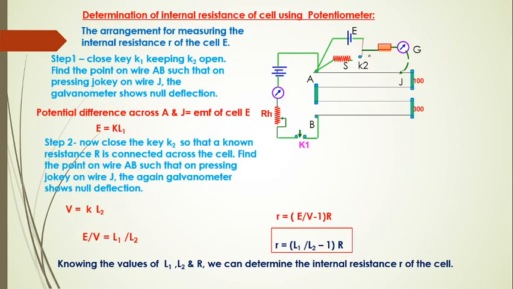Another application of the potentiometer is to determine the internal resistance of a cell using the potentiometer. For this cell E, we have to find the internal resistance. The rest is the same circuit diagram as in the first application. The only change is, in place of E1 and E2, where two cells were used to compare EMF, what do we have to do now?